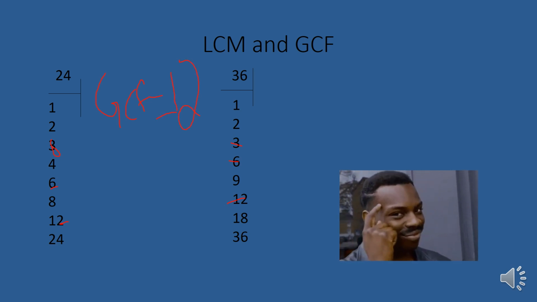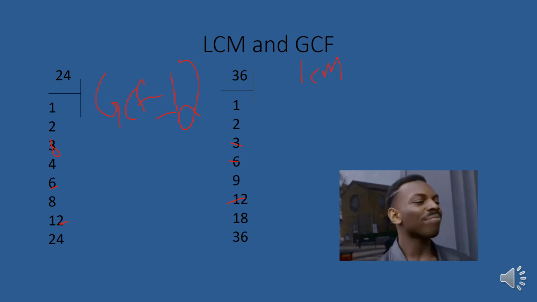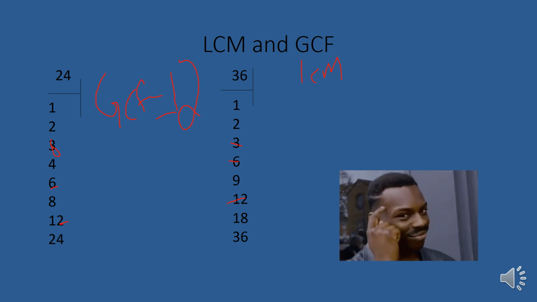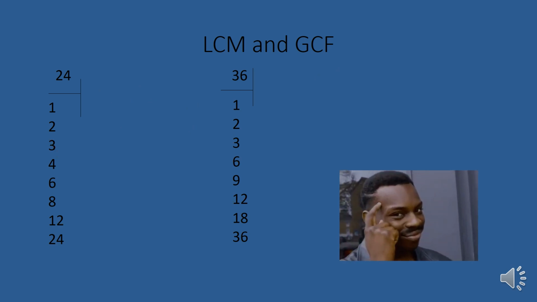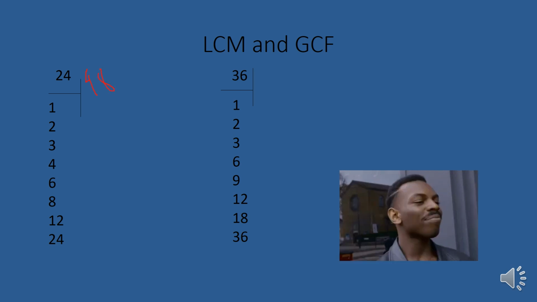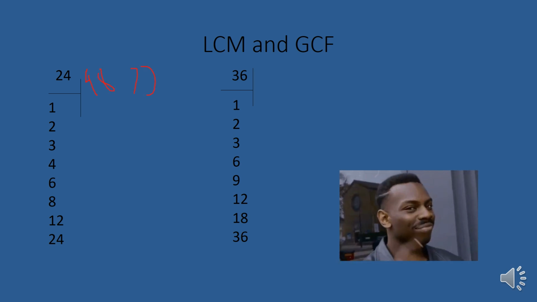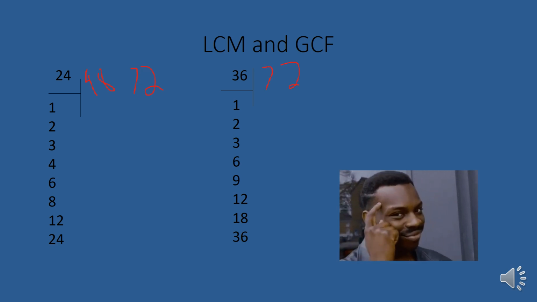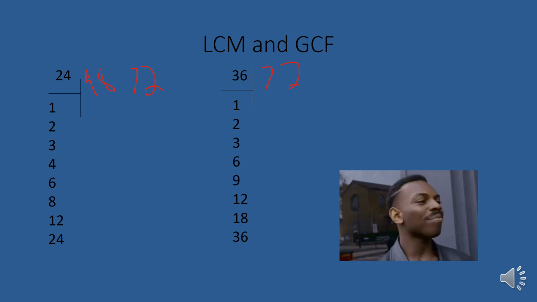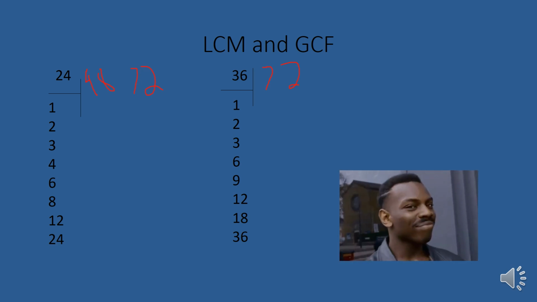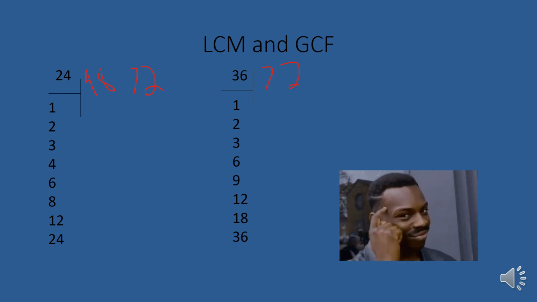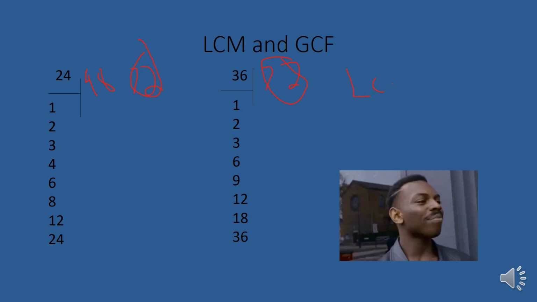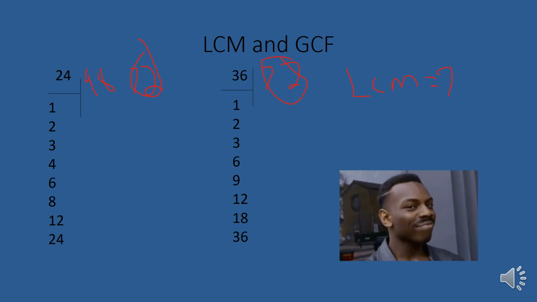Alright, guys? And then to find the LCM, we need to find the multiples of both numbers. For 24, we've got 24, 48, and then 72. And then for 36, we can do 36, 72. Wait, hold up, there's a match. Why did I stop so early? Because least common multiple means the first common multiple that both numbers get. Then you circle it, and that's your LCM. So the LCM equals 72.